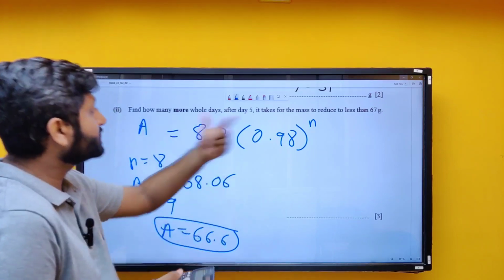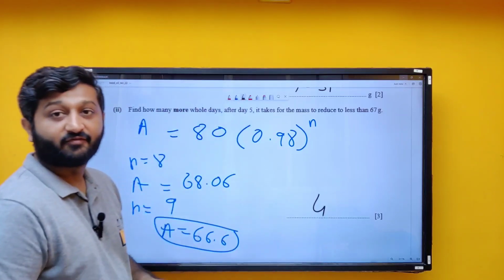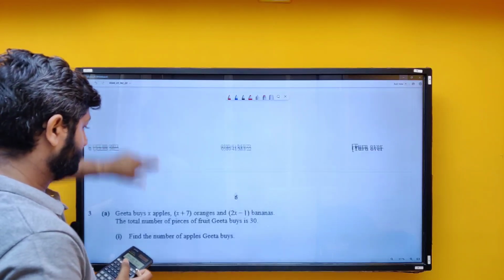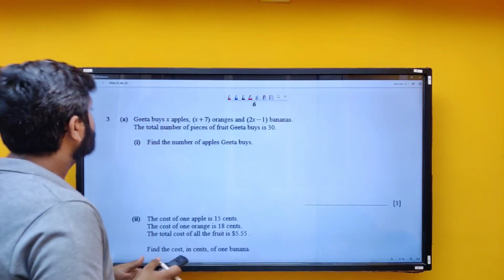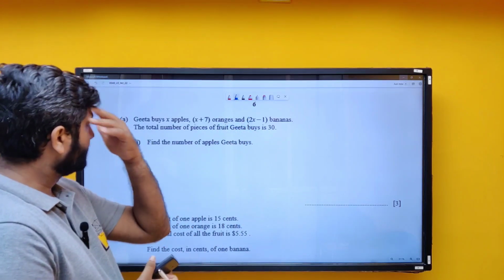But how many more days would it require after 5 days? 4 more days will be required, right? 4 more days will be required. Next, Geeta buys x apples, x plus 7 oranges, 2x minus 1 bananas.